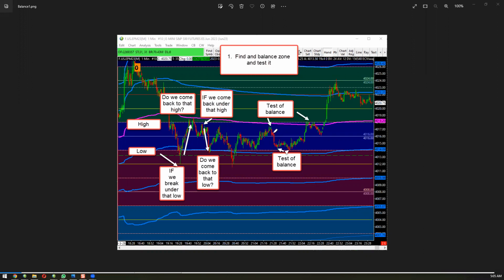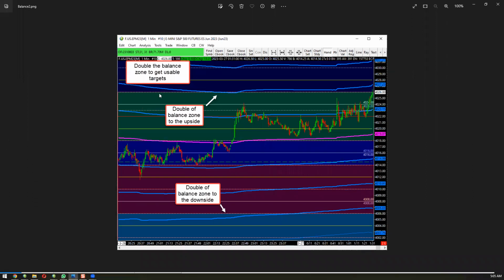The next thing we look at is the second test of balance. That high, right? And when it can't get up over that high, it comes right back to that low. So that's finding a balance zone and testing it. Okay, and that's the first step. All right.